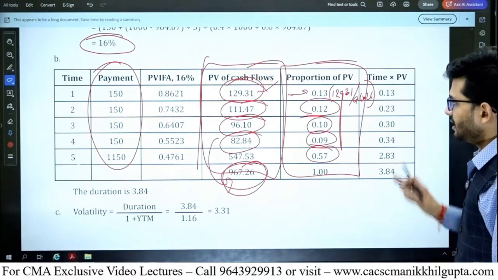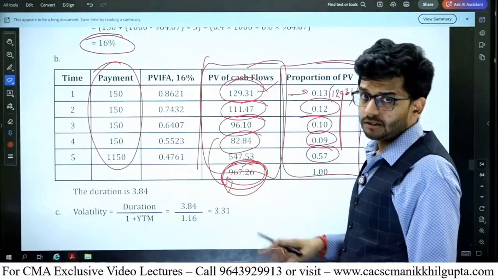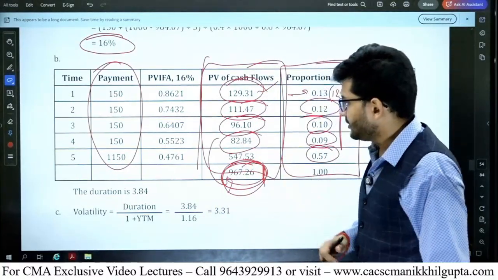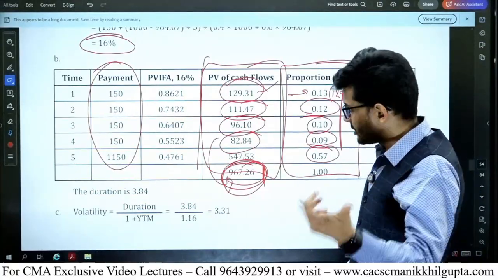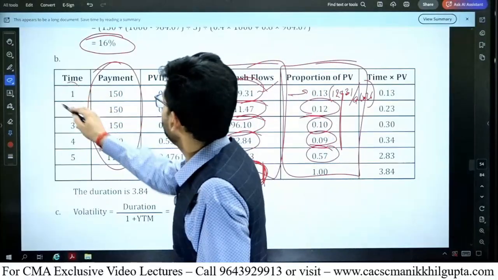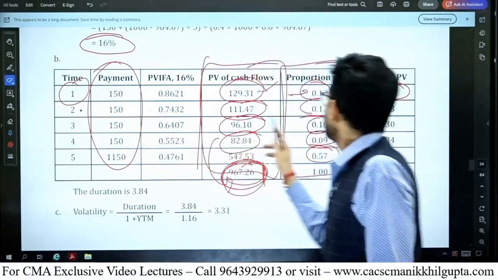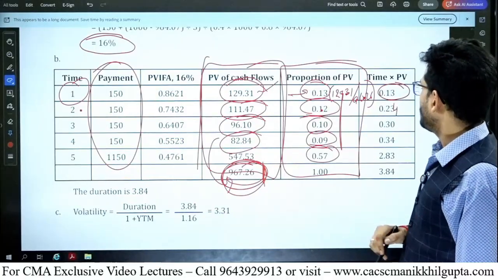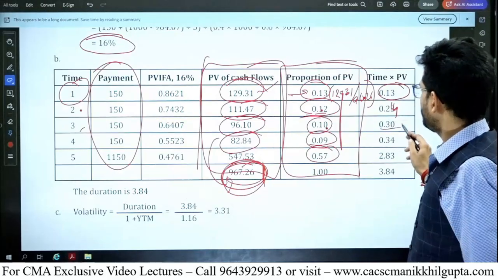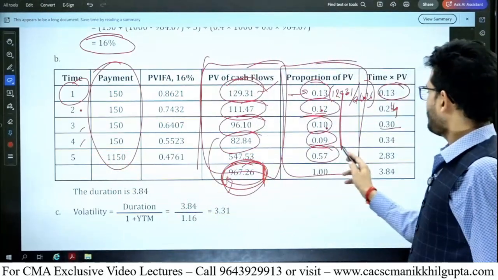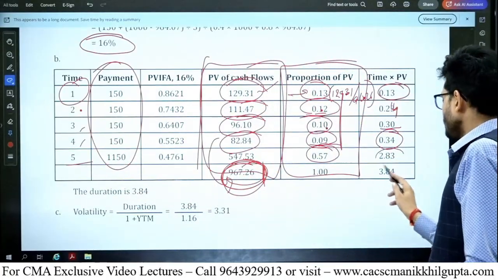Okay. Now simply, if you have to calculate the duration within which at least the major part of the exact current value is recovered, we are going to multiply time with this proportion. So 1 multiplied by 0.3 is 0.3. Then 2 multiplied by 0.24 is 2.24. Then 3 multiplied by 0.1 is 0.30. 4 multiplied by 0.9 is 0.34. Then 5 multiplied by 0.57 is 2.83.